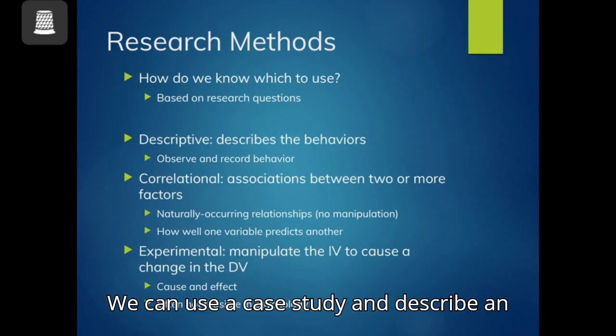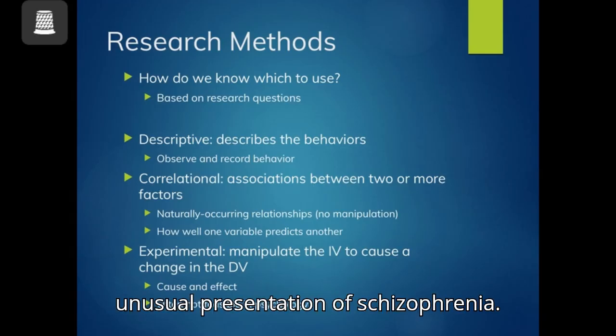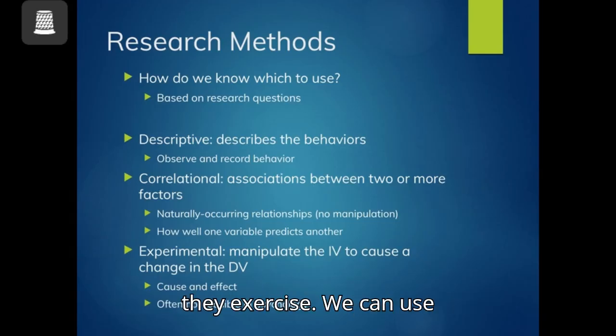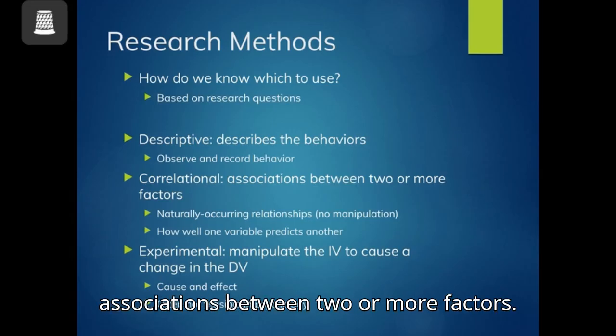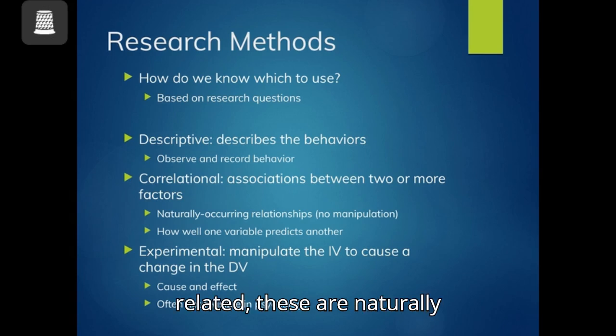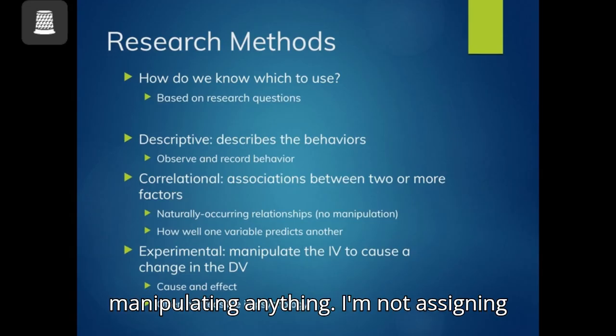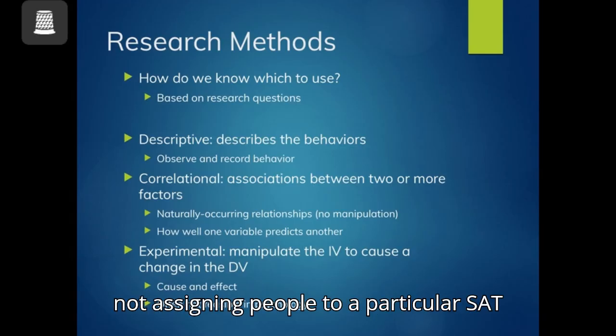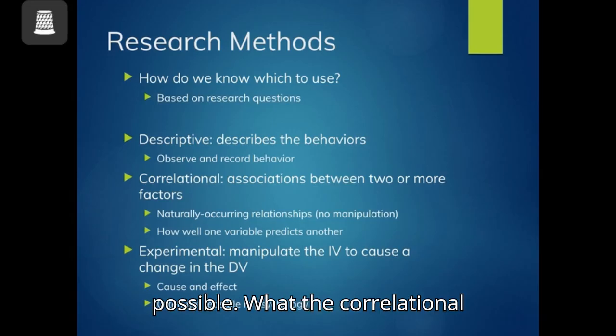We can use a case study and describe an unusual presentation of schizophrenia. We can ask people to report how often they exercise. We can use correlational studies to look at associations between two or more factors. So if I'm looking to see how IQ and SAT score are related, these are naturally occurring relationships. I'm not manipulating anything. I'm not assigning people to a particular IQ score. I'm not assigning people to a particular SAT score. I can't do that. That's not possible.